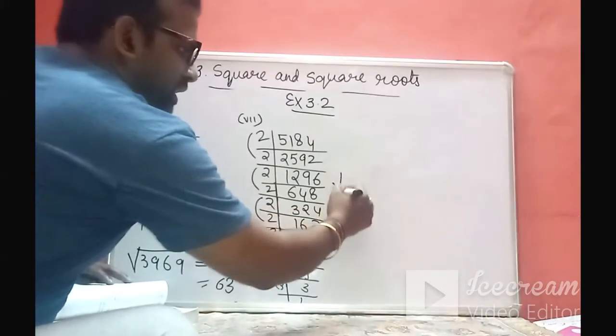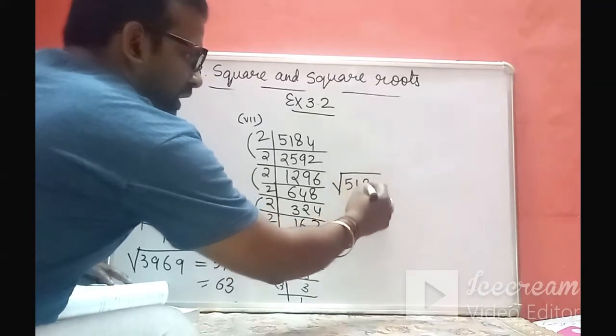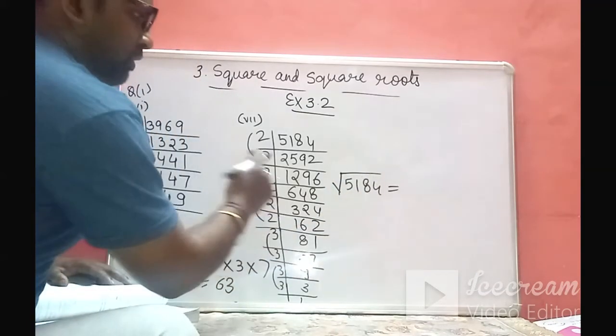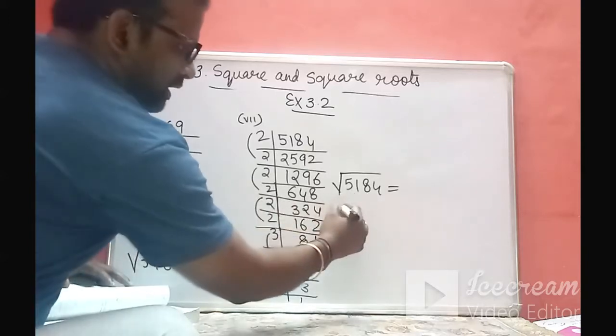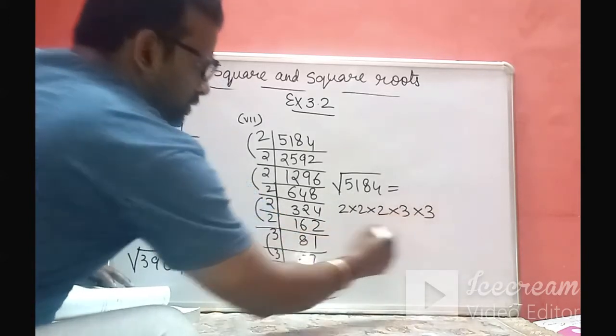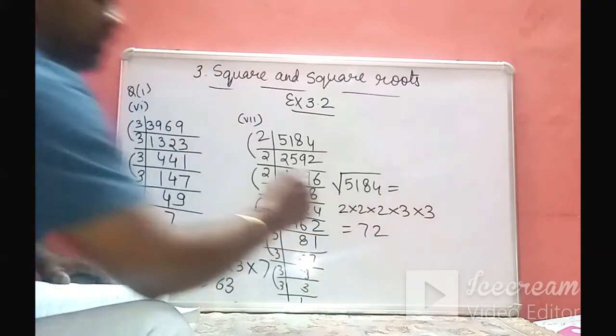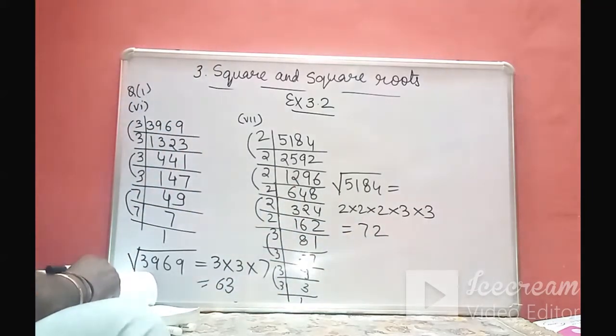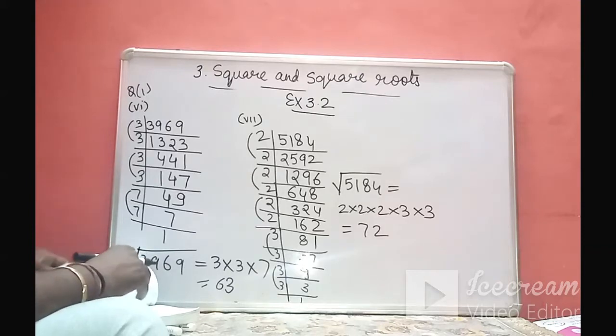So we can say the square root of 5184 is equal to how much? 3 pairs of 2, that is 2 into 2 into 2, and 2 pairs of 3. So this is 72. Understood?